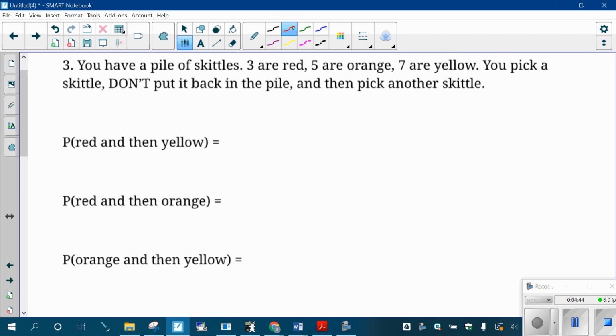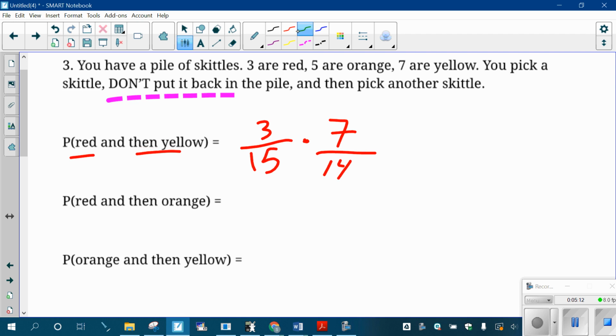If you think about the probability of picking a red one and then the yellow one, though, something happens here. The probability of picking a red is still 3 out of 15. But after you pick out one Skittle, there's 7 Skittles left to choose that are yellow, but there's only 14 Skittles left in total because you ate one. Because we didn't put it back in the pile, this problem changes. Specifically, the denominator in that second fraction changes because you ate one of the Skittles.